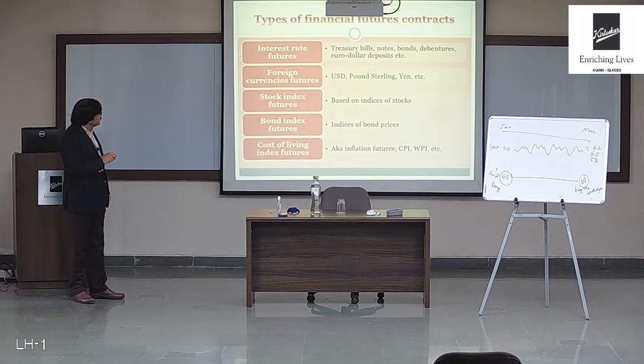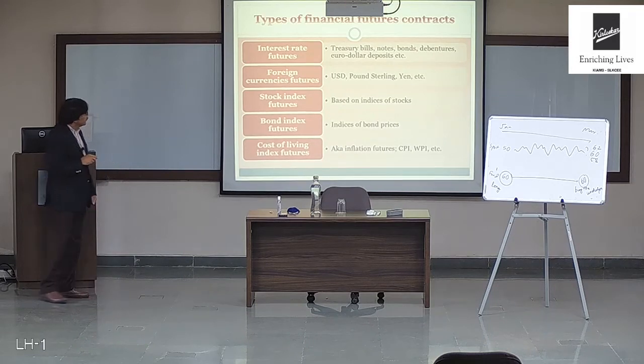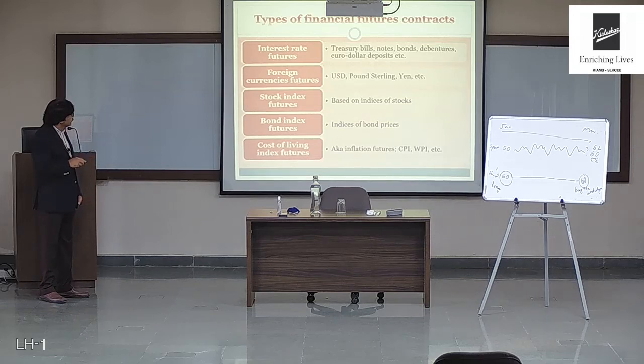So interest rate, the treasury bills, notes, bonds. You can see that the basic feature of this is interest, and interest rate futures are based on what happens to interest rate changes of these products. Similarly, if currency rates are there, what happens to currency rates in future? Indices of the stock, what happens to indices in the future? Indices of bond prices, what happens to bond prices in future? And similarly, there are some products which are based on inflation.